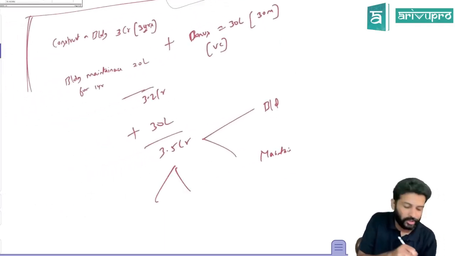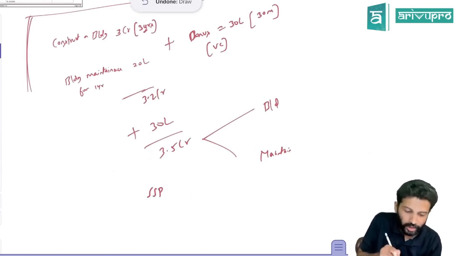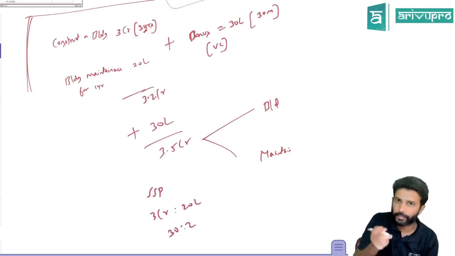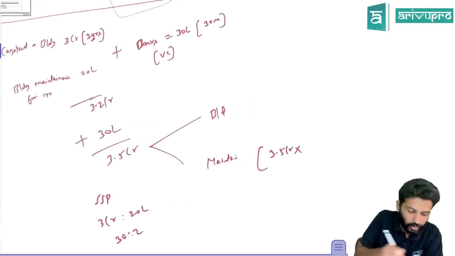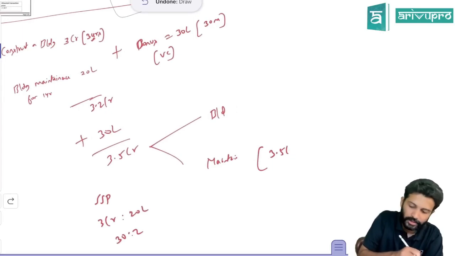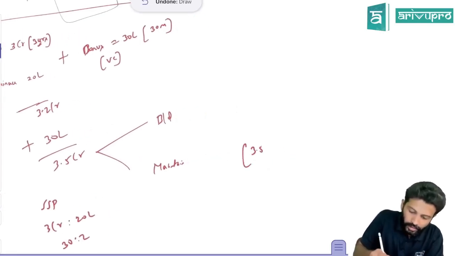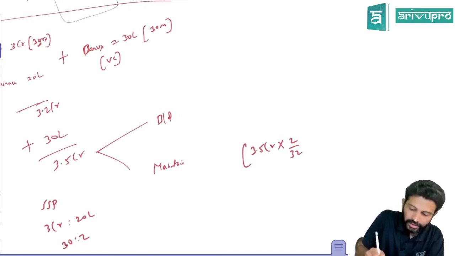Normally, the transaction price is allocated based on standalone selling price. What is the standalone selling price? 3 crore is to 20 lakh. That is nothing but 30:2 if I bring it in fine-tuned numbers. So for maintenance, if you allocate 3.5 crores into 2 divided by 32, my calculator is showing 21.875.